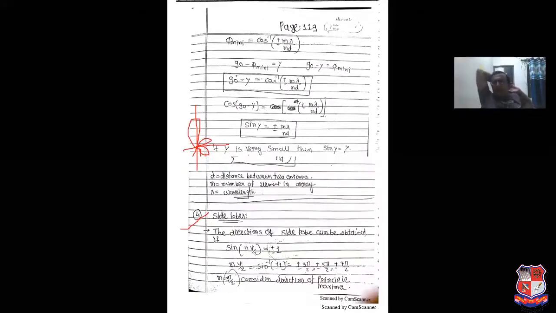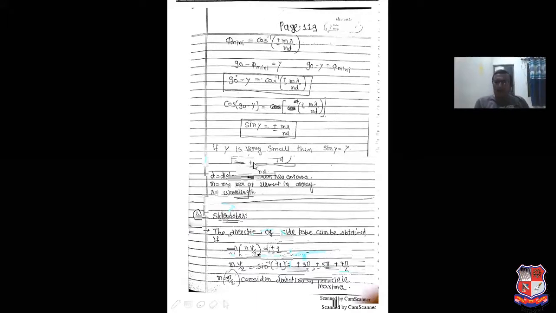Now phi minimum equals cos inverse of plus or minus m lambda upon nd. So here 90 minus phi minimum equals gamma. So gamma equals cos inverse of plus or minus m lambda upon nd. So cos of 90 minus gamma equals sin gamma. So sin gamma equals plus or minus m lambda upon nd. Gamma is a very small value, so gamma equals plus or minus m lambda upon nd.